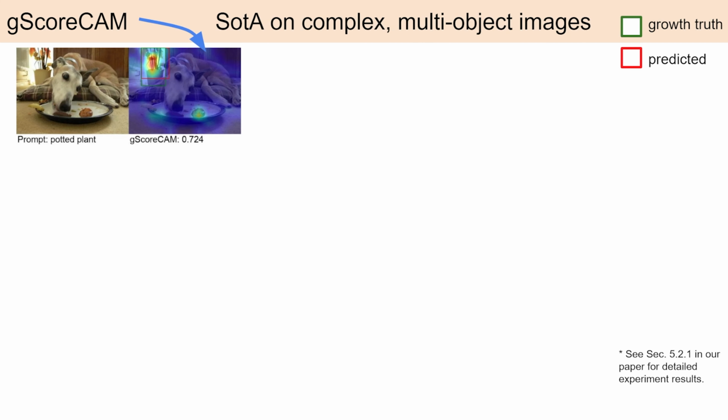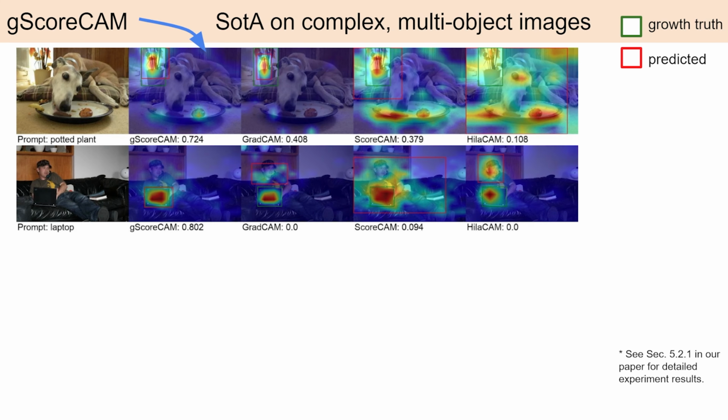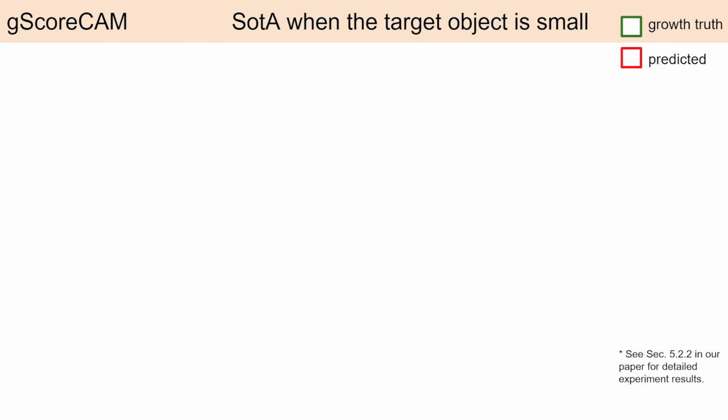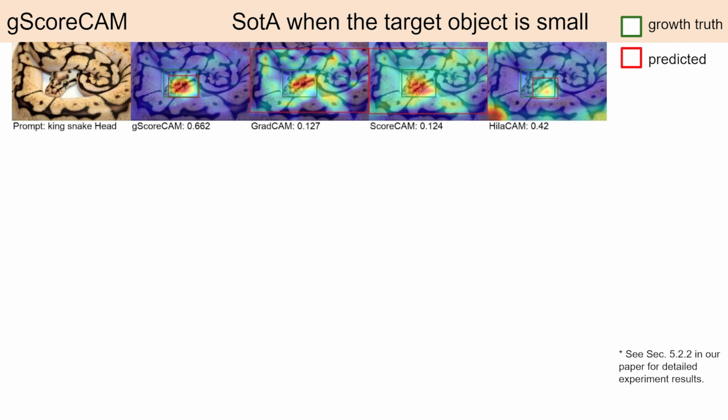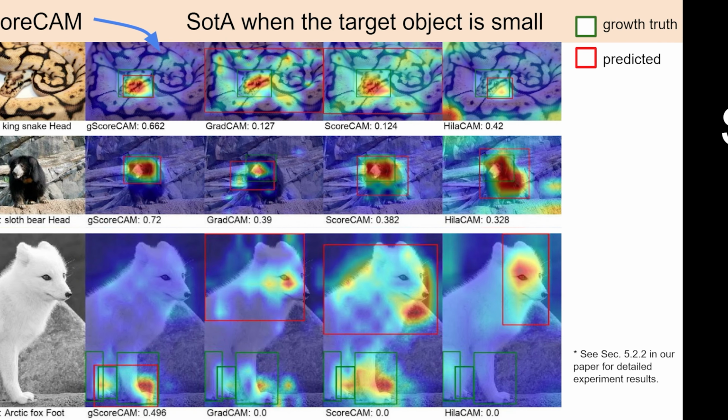Our method is better than others when the testing images include many different objects. For example, here there's a dog, a plate, food, etc. Yet, our method can accurately localize the potted plant behind the dog. In contrast, other methods often highlight too many incorrect objects. Similarly, we correctly localize the laptop under the chair while other methods failed. When asked to localize parts of a random object, our method is the most accurate, here finding the tiny head of the king snake, or the head of a bear, or the foot of an Arctic fox.